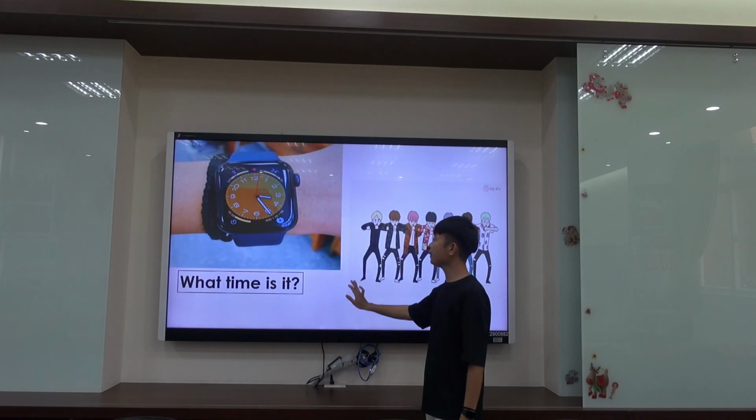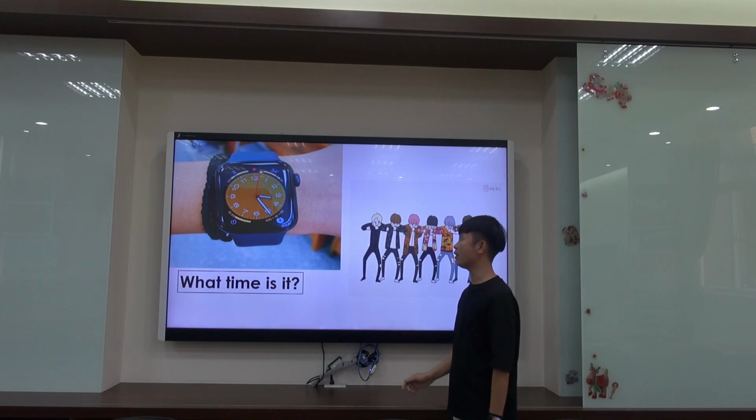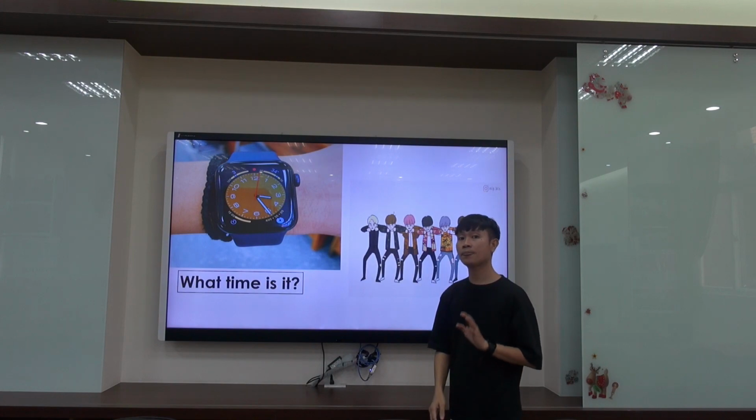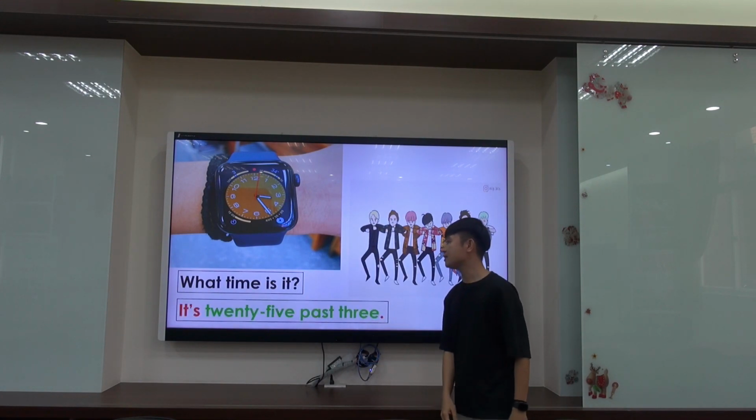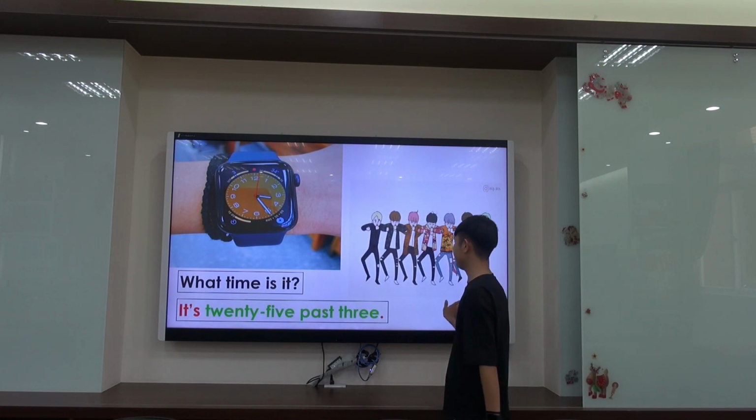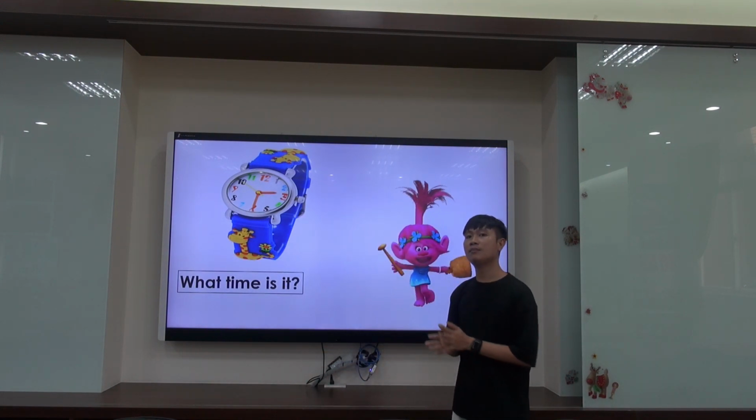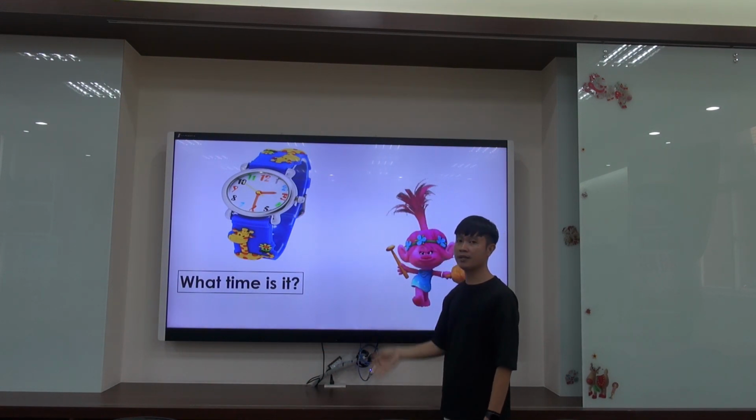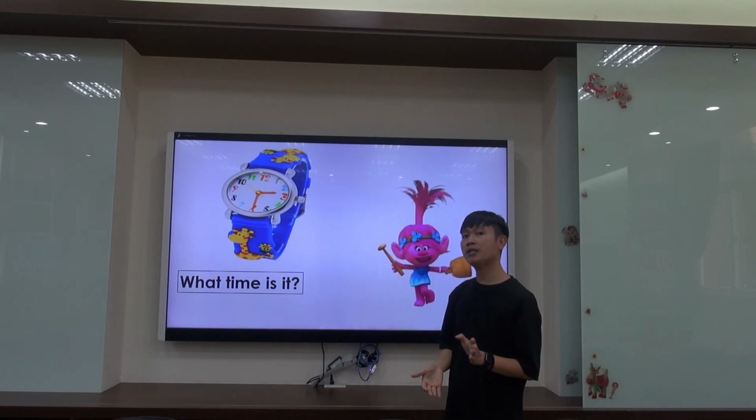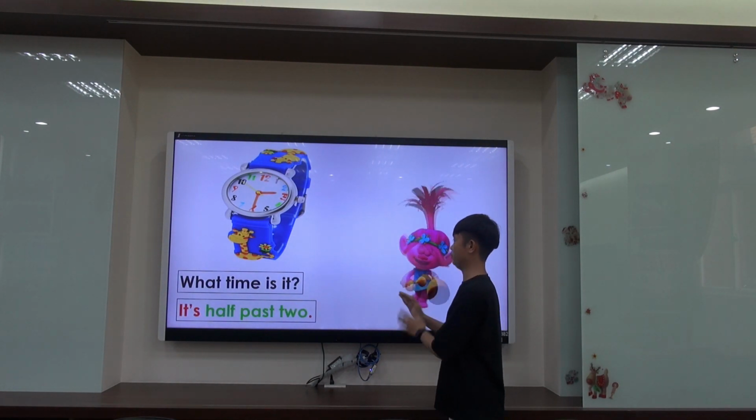Okay? Next, what time is it? So, the short hand is pointing between 3 and 4. Still, it's 3. Then, the minute hand is pointing to 5. Therefore, we say it's 25 past 3. 25 minutes have passed. Next, what time is it? So, the short hand is pointing between 2 and 3, and then the minute hand is pointing to 6, which means 30 minutes have passed. So, we say it's half past 2.